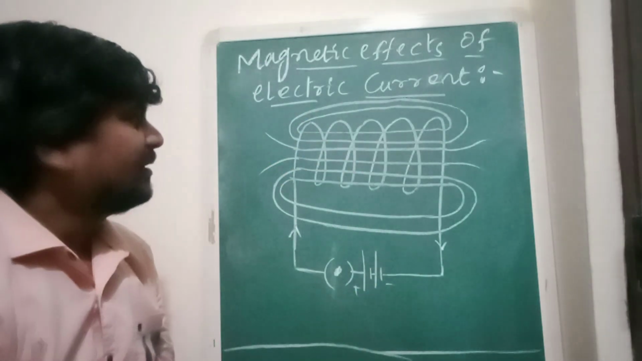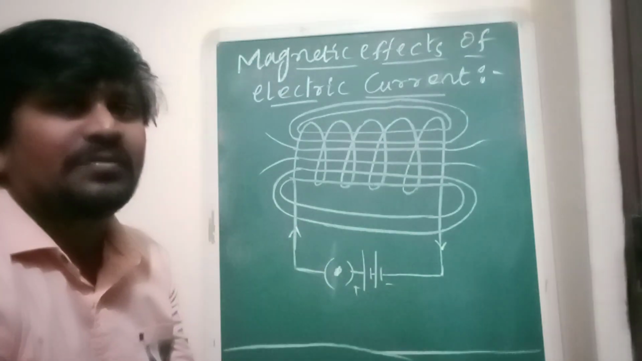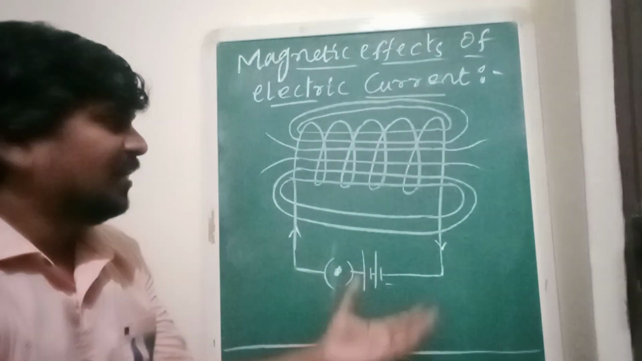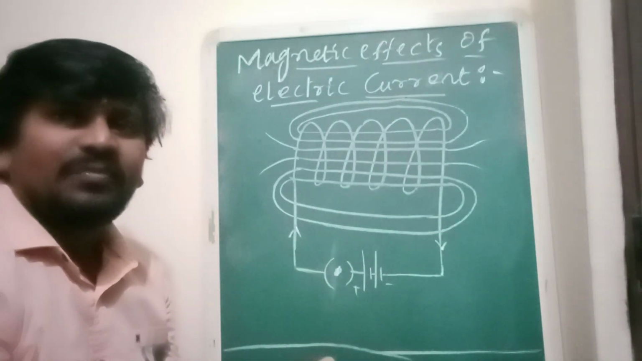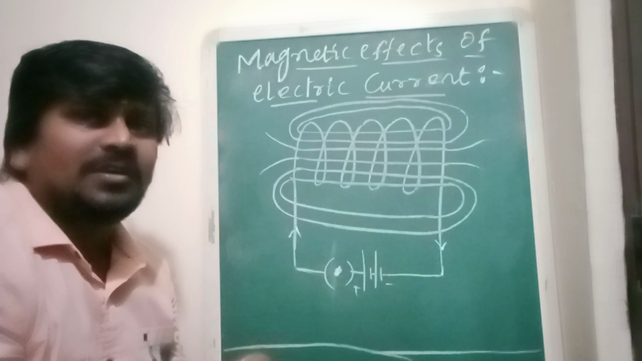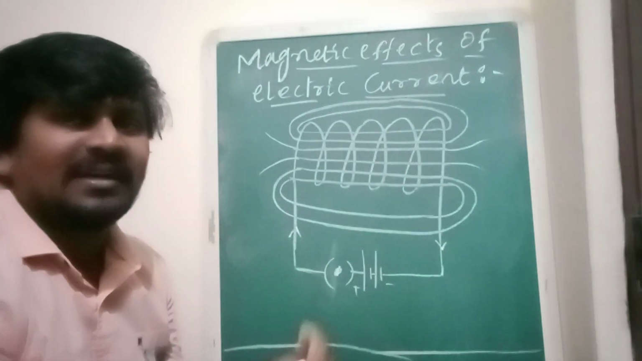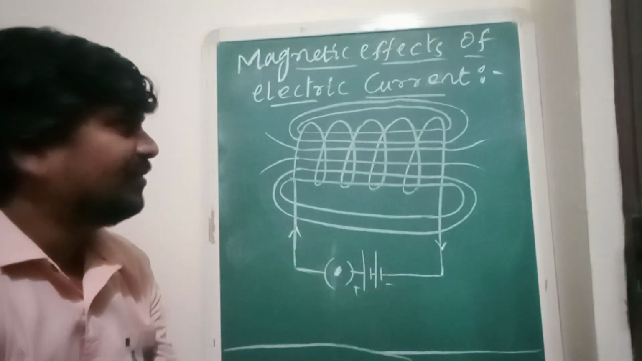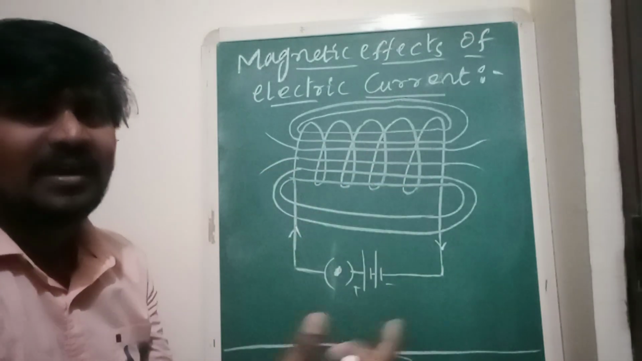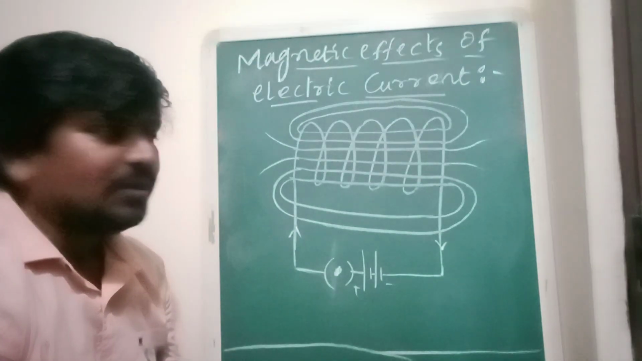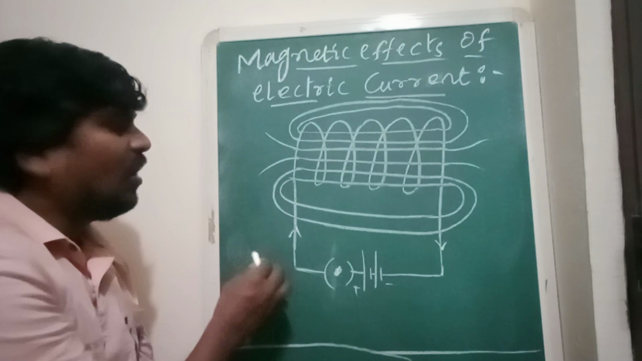Right. Understood. Clear. Now, the direction. How to find out the direction? We know that with a normal bar magnet, we can find the north pole and south pole. But in a solenoid, we can't identify the poles simply. We can't simply say here is the north pole, here is the south pole. So we have a standard method, that is the clock face rule.